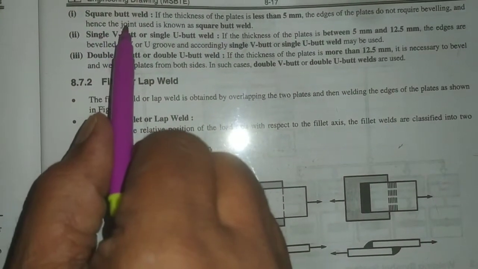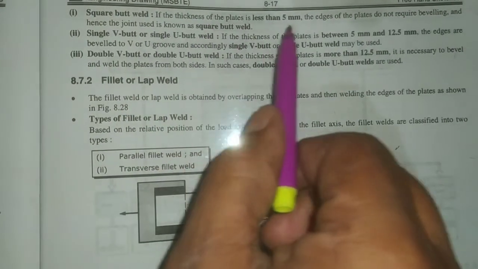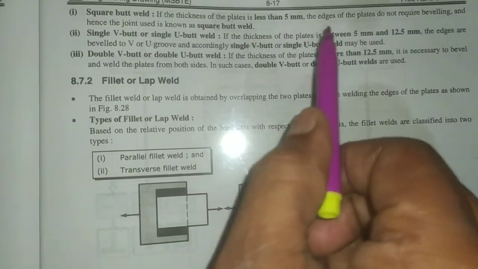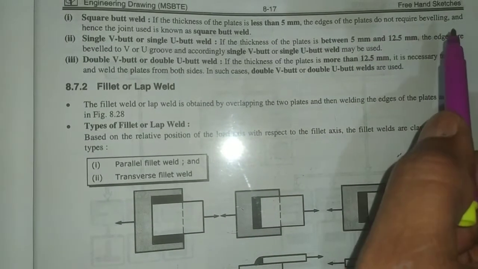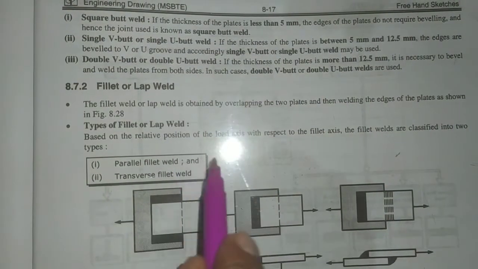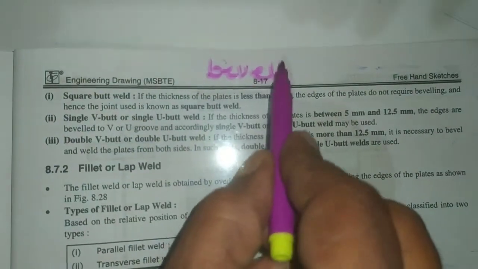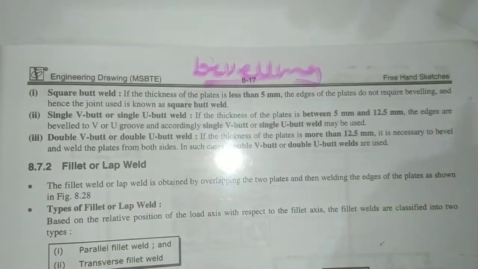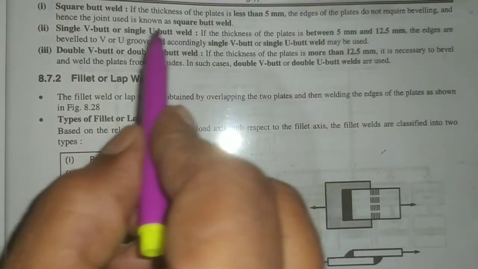The square butt weld. If the thickness of the plate is less than 5 mm, the edges of the plates do not require beveling. Now here the keyword is beveling. Understand the word beveling. Beveling means removal of some type of material. Hence, the joint used is known as square butt weld.